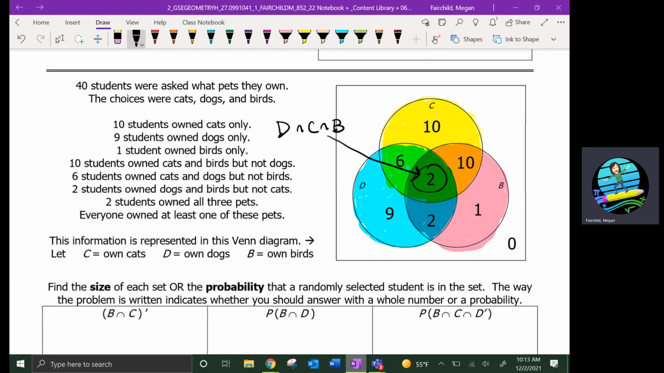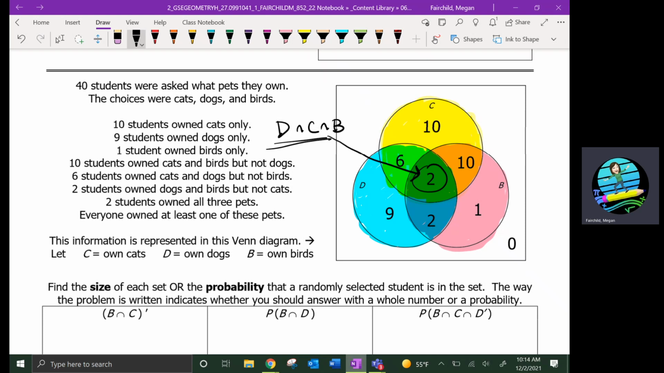You see how that works with these circles, guys? Where all 3 overlap is where you'd have the intersection, all of them together. Dog and cat and a bird, 2 people. And this is what it would look like. Okay? I know it's weird. It's like a foreign language or something.